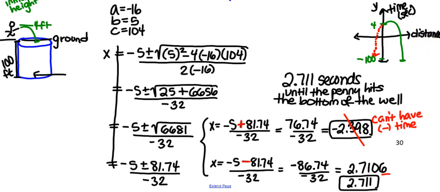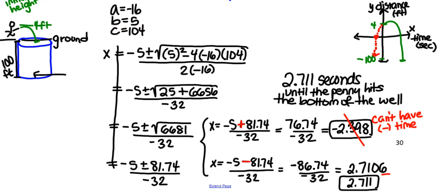Or I have that backwards. I'm sorry. Y is feet, so the distance it travels. There we go. And X is time in seconds. I can have negative distance because it's falling below the ground. So I can have positive and negatives here. But if I'm looking at my X values, we can't have negative time. So that's why this answer of negative 2.398 we have to reject, because we cannot have negative time.